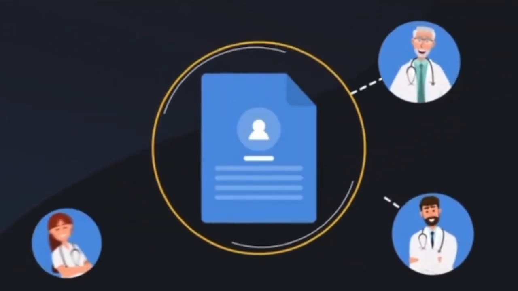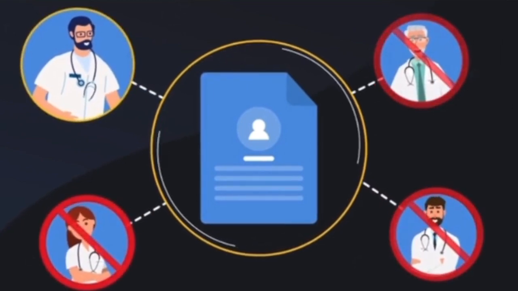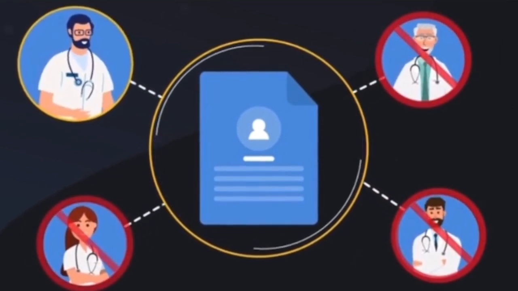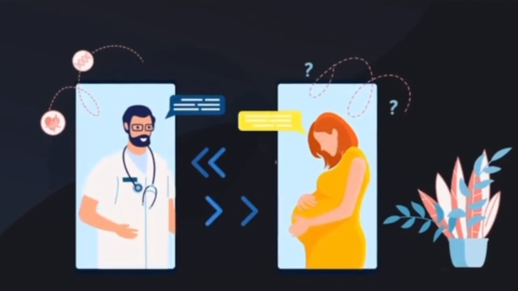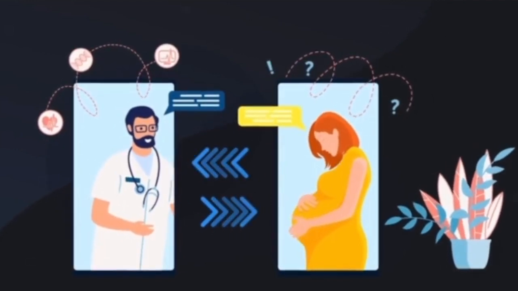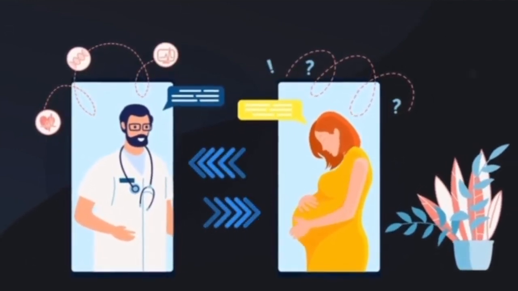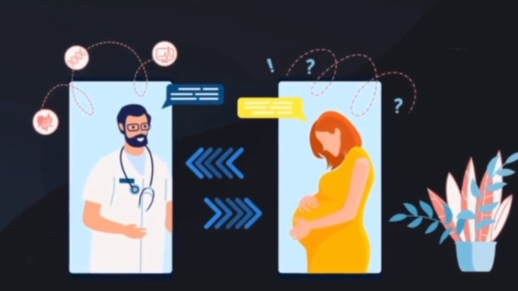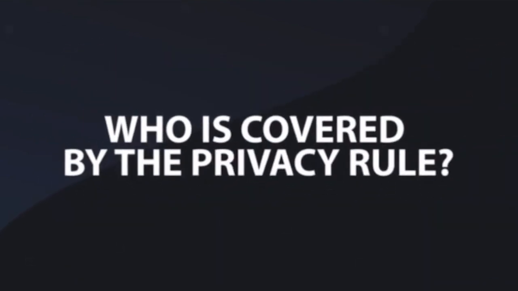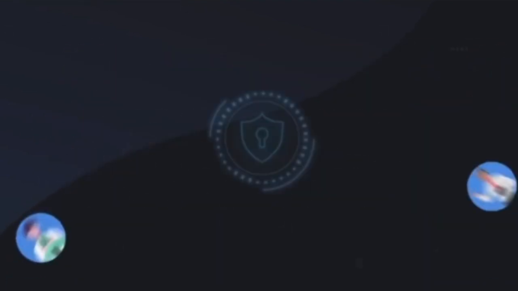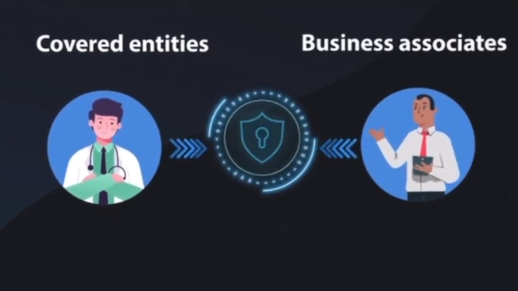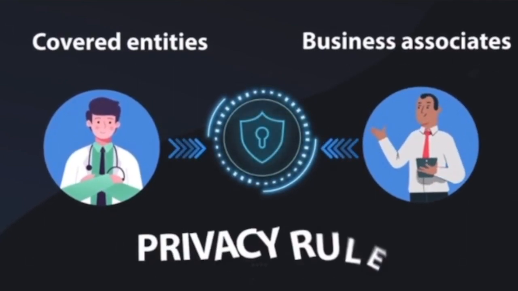A major goal of the privacy rule is to ensure that an individual's health information is adequately protected, while still allowing the necessary flow of health information required to promote high-quality health care. So you may be wondering who is covered by the privacy rule. HIPAA requires both covered entities and their business associates to comply with the privacy rule.